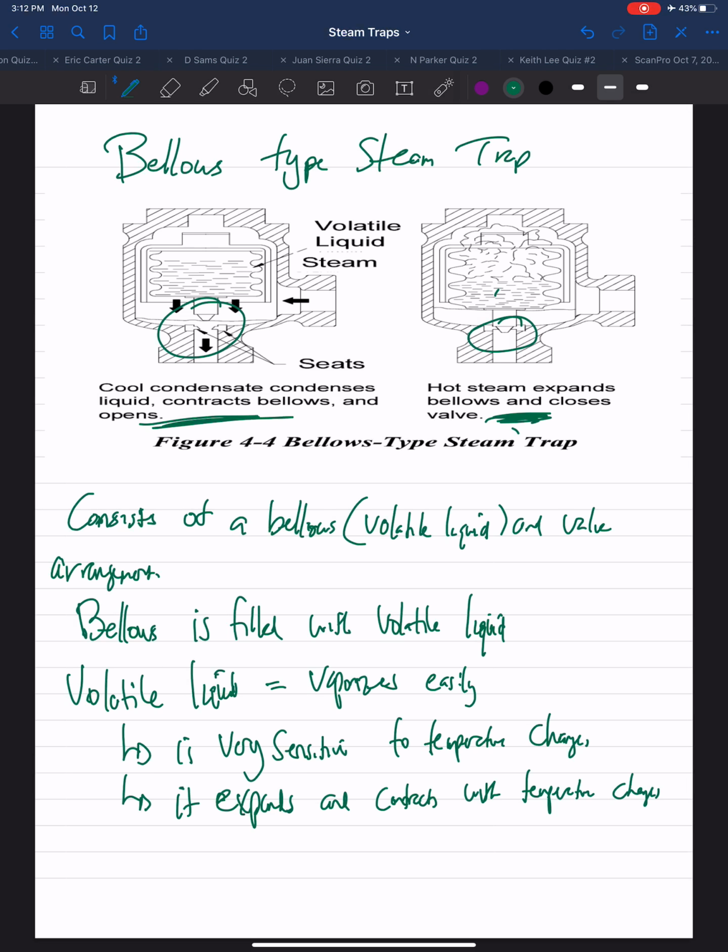As hot steam enters the body of the trap, the volatile liquid absorbs that heat and expands. As the volatile liquid expands, the bellows expands, the valve closes, like we said. As the cooler condensate enters the trap, the volatile liquid cools and the bellows contract, allowing the valve to open and condensate to escape.